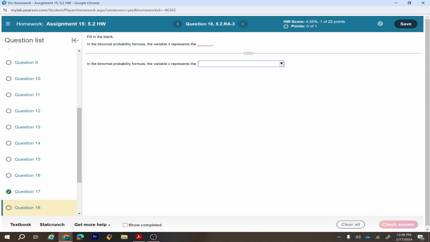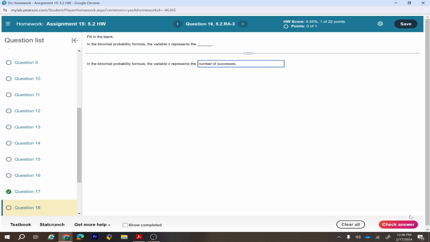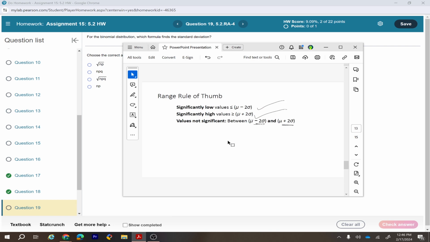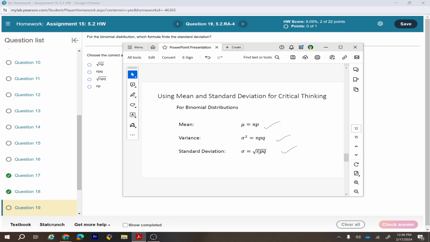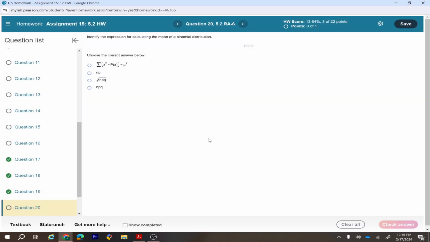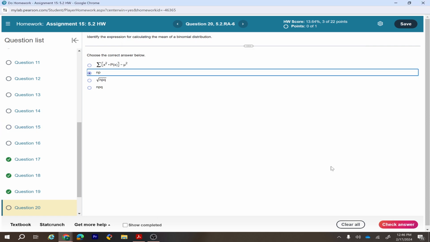In the binomial probability formula, the variable X represents the number of successes. Find, for the binomial distribution, which formula finds the standard deviation? If you go back here and check the formula, the standard deviation is the square root of n times p times q. This one is the standard deviation. Similarly, we can find the mean by finding n times p. So this is the right formula.